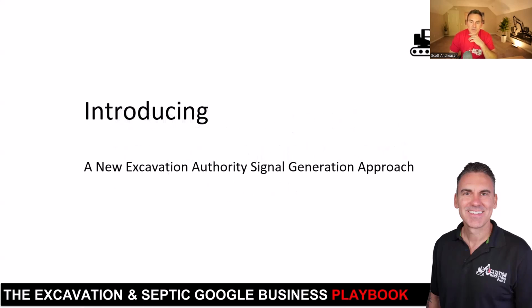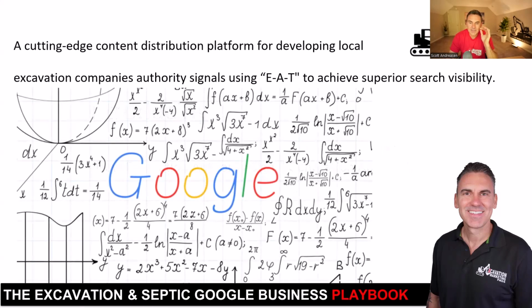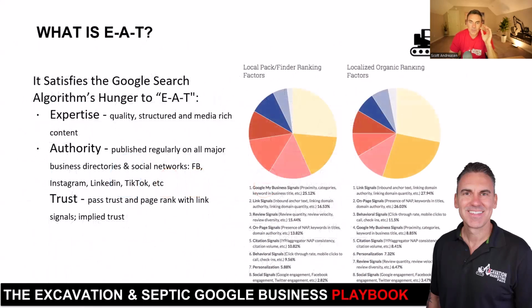Now, I'm going to introduce you to a new excavation and septic authority signal generation approach for search engine optimization. And that is using a cutting edge content distribution platform. And what I'm talking about is an advanced signal called EAT. This is if you want to achieve superior visibility. So Google search algorithm has a hunger to eat. What that means is EAT.